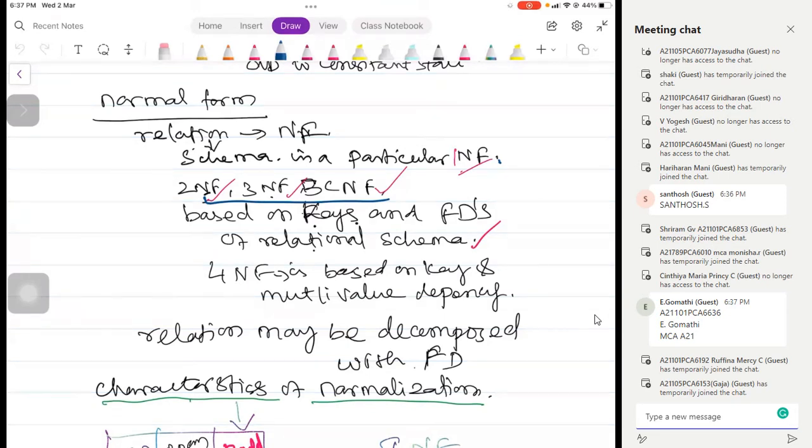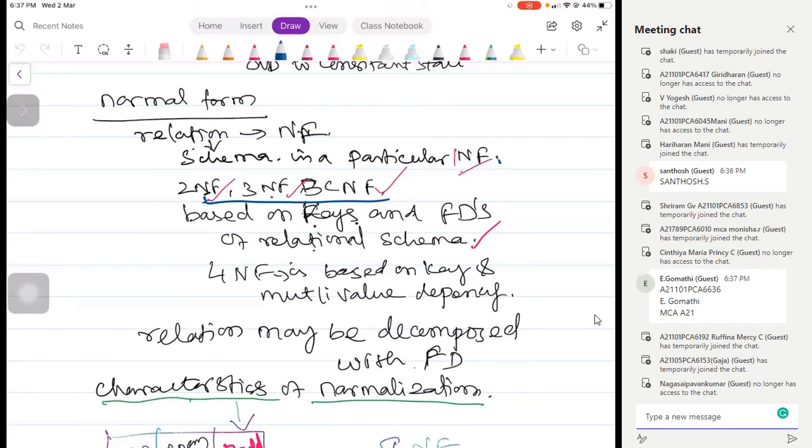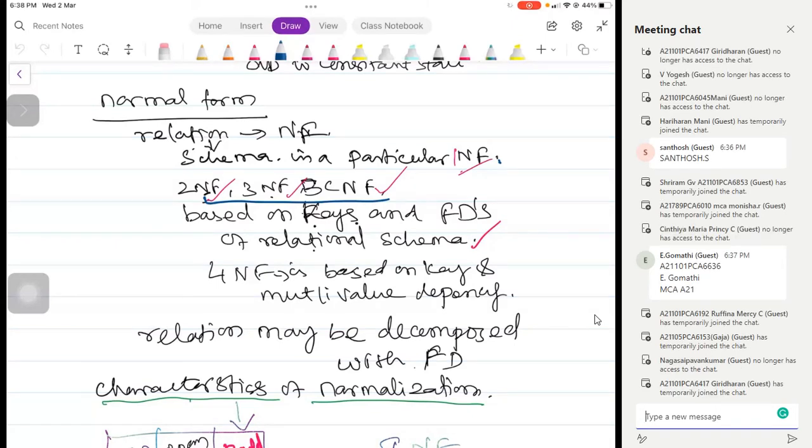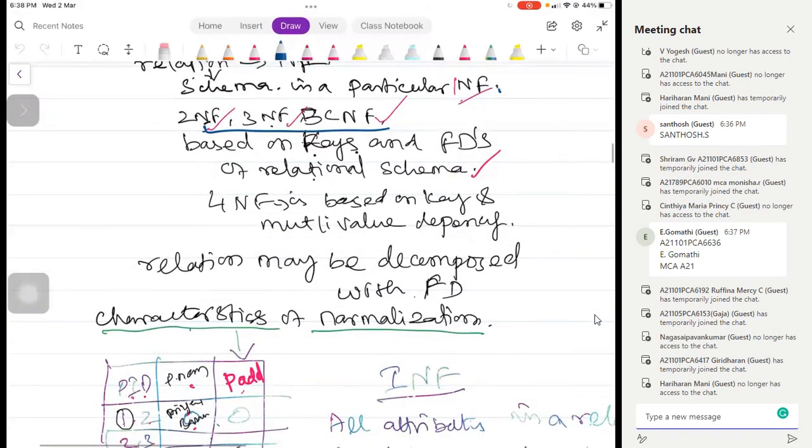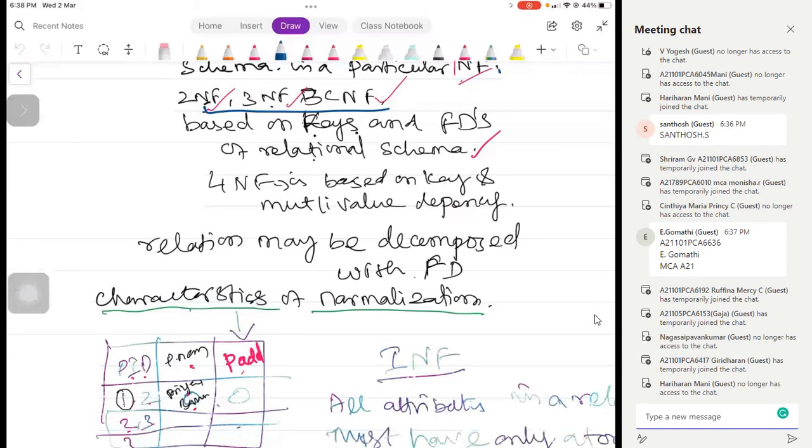So like that, the relational form. So a relation is a schema in a particular normal form. Normalization means there are four types of normalizations: first normal form, second normal form, third normal form, and Boyce-Codd normal form. So Boyce is a scientist. He designed rules for designing a database. That's why his name is given to Boyce-Codd normal form.